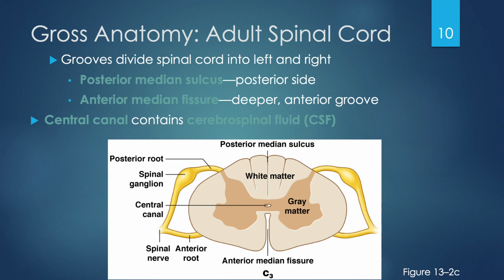Now, the posterior root and the anterior roots are going to merge together on each side, and this happens at every level throughout the spinal cord, to form a single spinal nerve. But I want to go back for 1 second to discuss the central canal. The central canal is also very important because it contains cerebrospinal fluid, and that has importance clinically, as you can imagine. We'll discuss this more coming up as well.